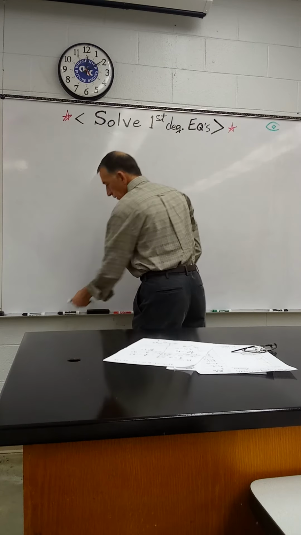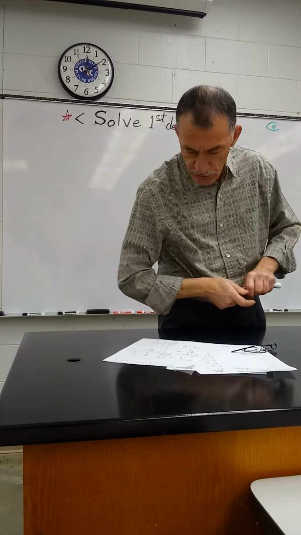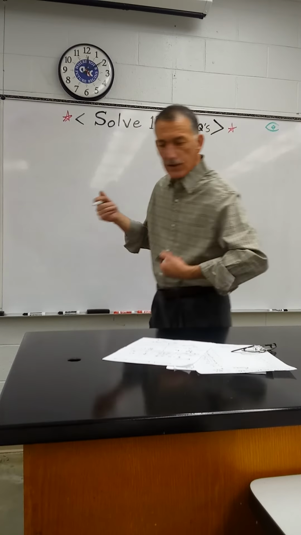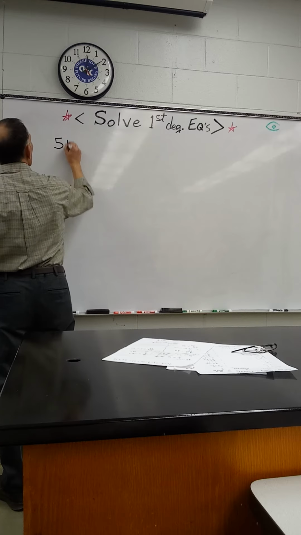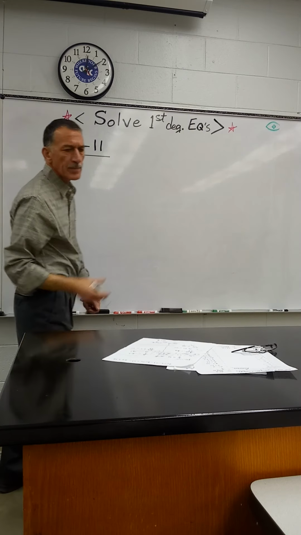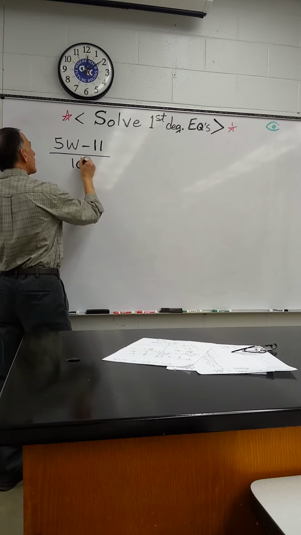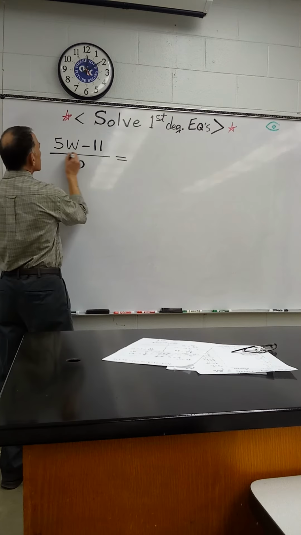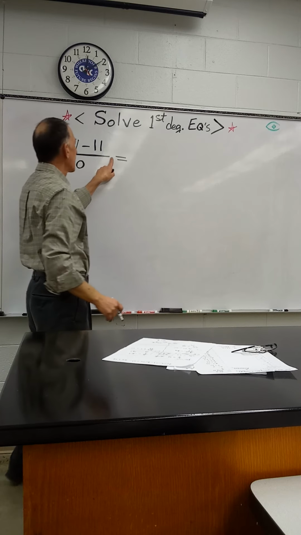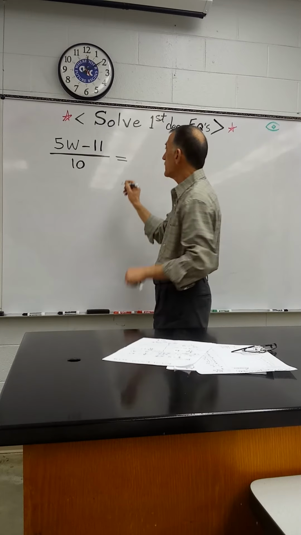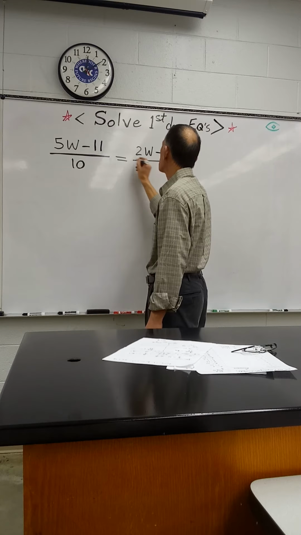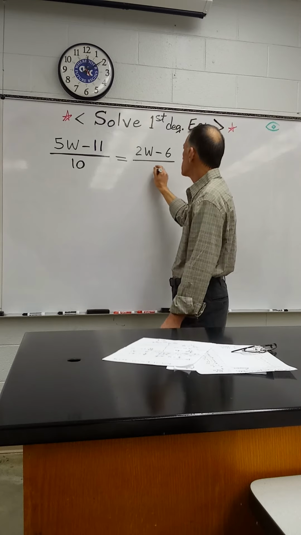All right, let's write this equation down. The question asks you to solve 5w minus 11 over 10 equal to, so on the left side there is one big long fraction, and you have this expression over 10, and there are two terms on the top, and on the right side you have also two terms over a single denominator. So that's another big long fraction over 8.